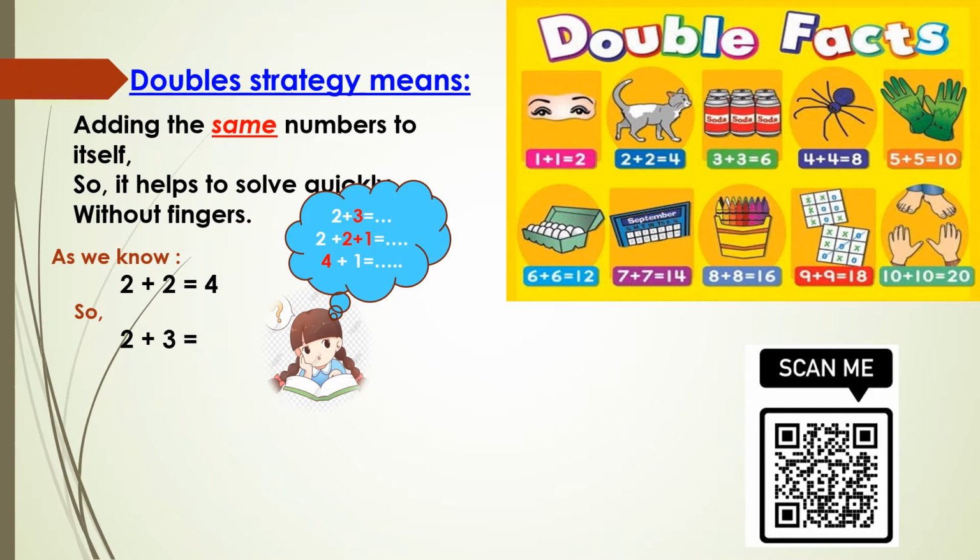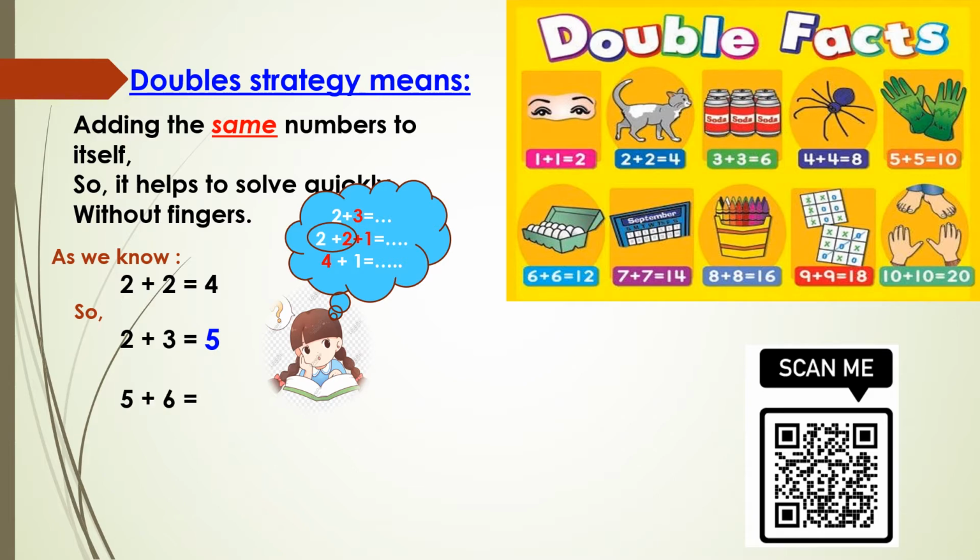2 needs another 2 to be doubles. So we have to break down 3 into 2 numbers added together. So 3 can be 2 plus 1. So we have 2 plus 2 plus 1. 2 and 2 are doubles. 2 plus 2 equals 4. 4 plus 1 equals 5. So now we managed to solve 2 plus 3 using doubles strategy.